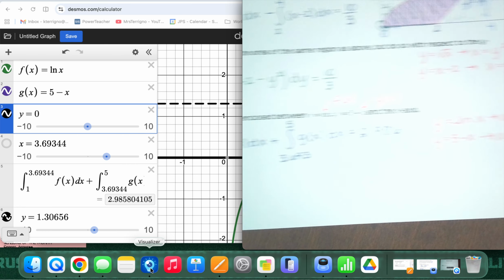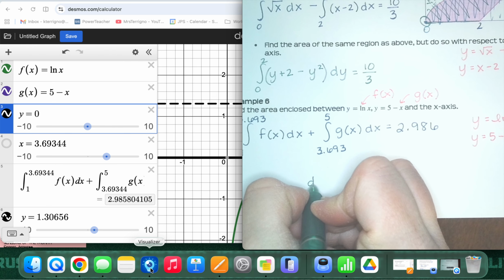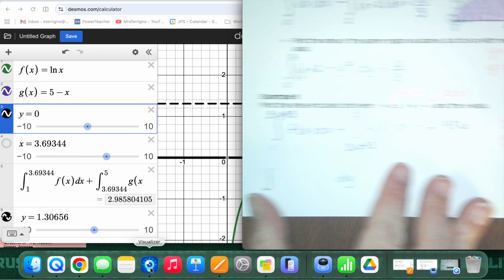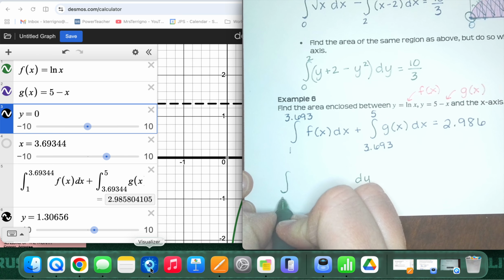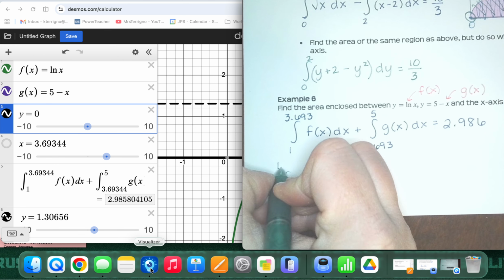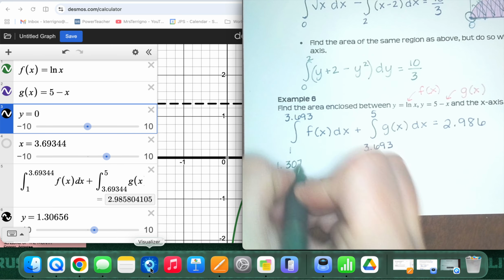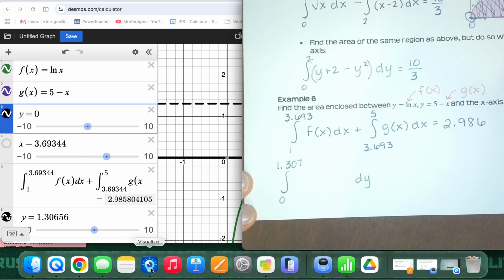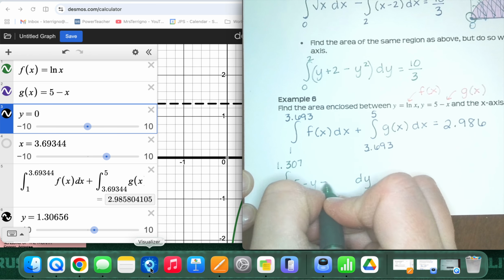And so my integral setup this time would be, we're going to integrate. This is in terms of y. Sometimes I like to write that down first so I remember that that's what I'm doing. Along the y-axis, I'm going from bottom to top. So the lowest value there is 0, and the highest value is that 1.307 number that I see on the screen there. And I'm going to do the 5 minus y, because that's the farthest one away, minus e to the y.